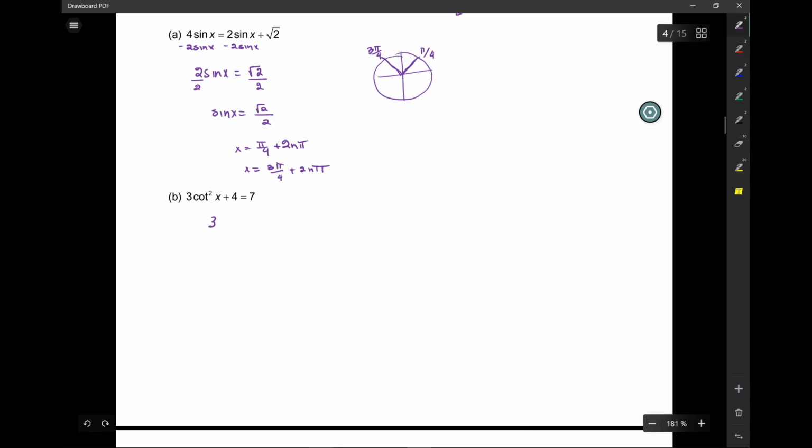Let me do this one. 3 cotangent squared x. We're going to subtract 3 here, equal to 3.